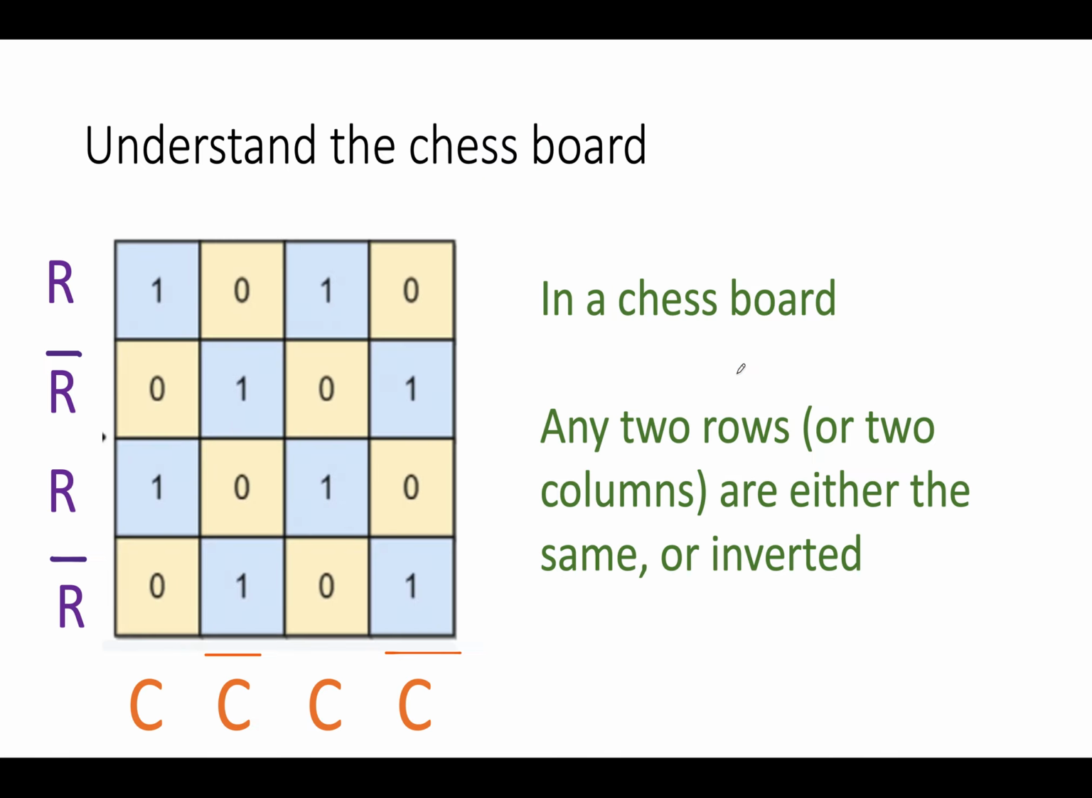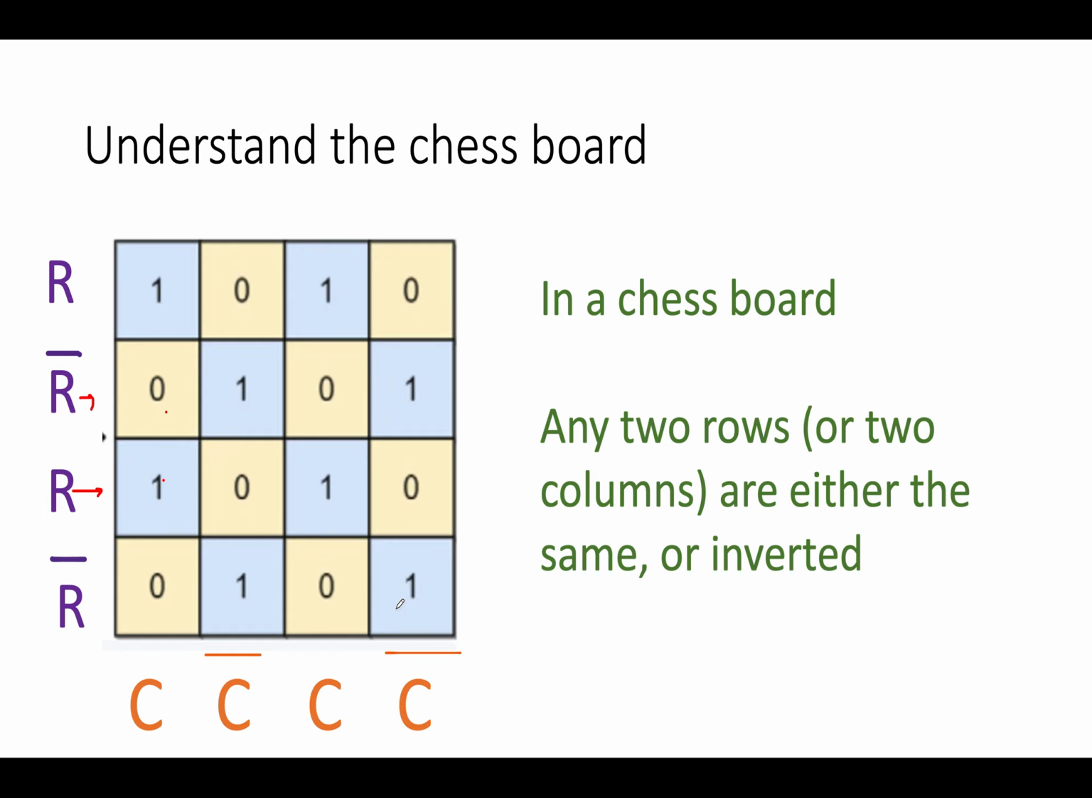Let's try and understand a few properties of a chessboard now. So let's write the complete row in string format. The first row is 1 0 1 0. The second row will happen to be the complement of the first row, 0 1 0 1. Then the third row will be the complement of the second row. It would be 1 0 1 0. And the fourth row would be the complement of the third one. It will become 0 1 0 1.